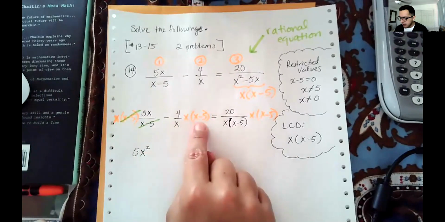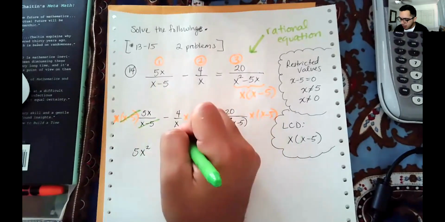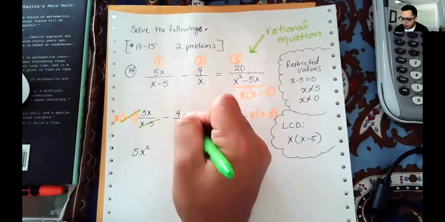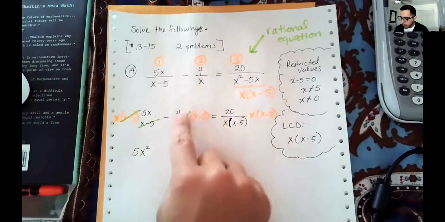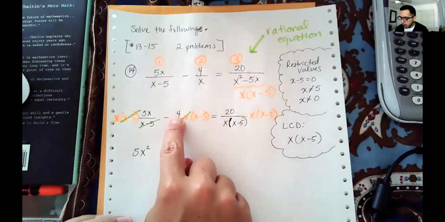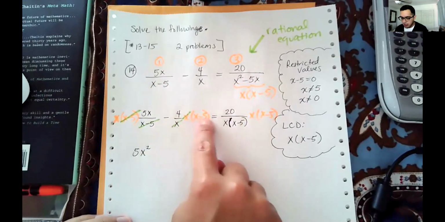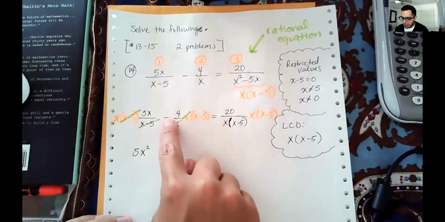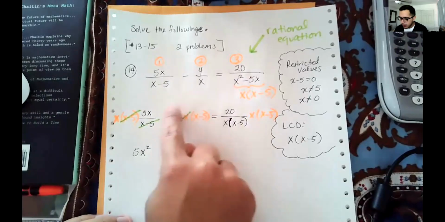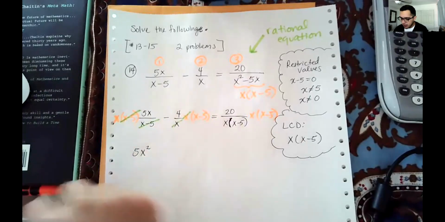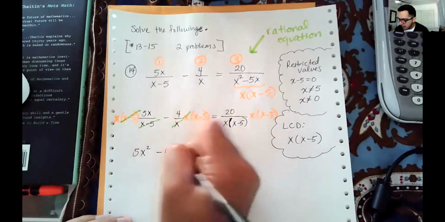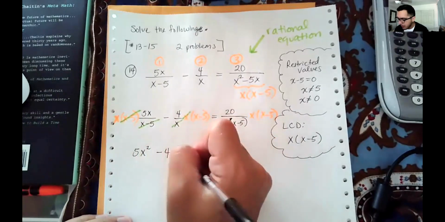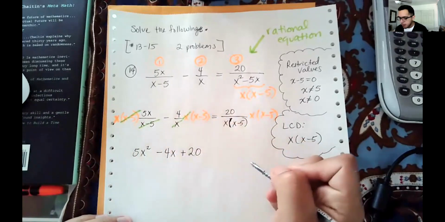Similarly, on this next term, we have this denominator x and this thing that we've multiplied in, which is an x, and those will cancel. So all we'll have left over is negative 4 times x minus 5. So we can take that negative 4 and distribute it onto each of these terms, since that's what's left over, and we'll have negative 4x. Then negative 4 times negative 5 is positive 20.